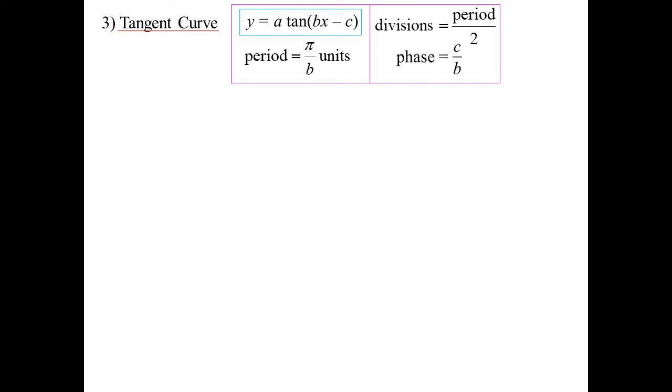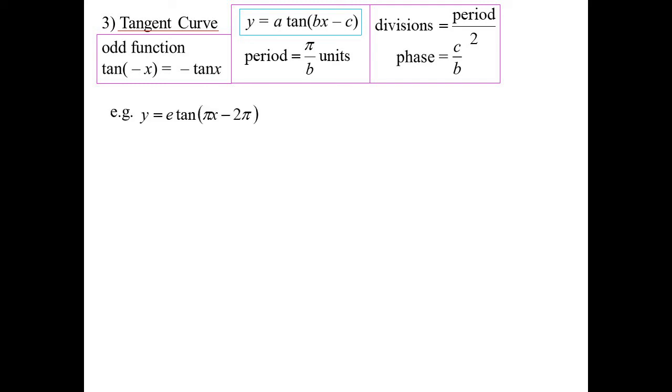Phase is still c on b, that's not going to change. I haven't bothered with amplitude because a tan curve doesn't have an amplitude. It just goes up to infinity and down to minus infinity. It's an odd function, so I could use the fact that tan of negative x is negative tan of x.